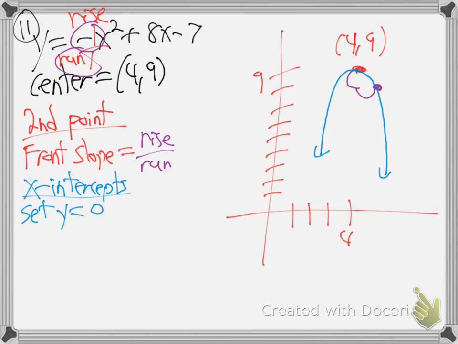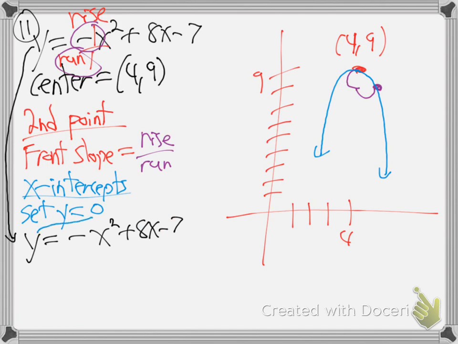So let me grab the original equation right here and bring it down. So it's y equals minus x squared plus 8x minus 7, and then you plug in 0 right there for y. So you get 0 equals minus x squared plus 8x minus 7. We got to solve that now for x. How do we solve that for x?